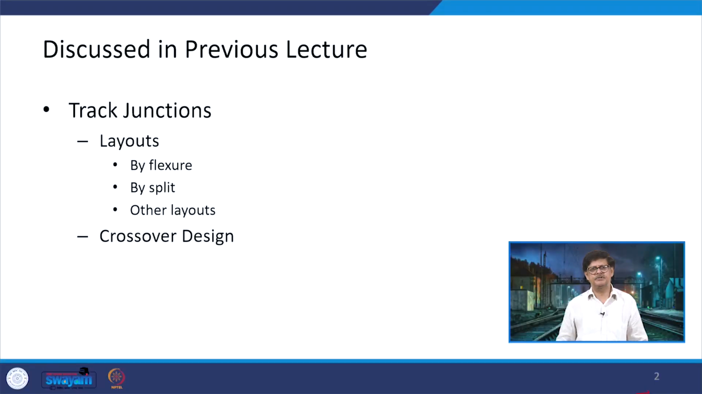Dear students and participants on the course on railway engineering, today we are going to continue with the track junctions and their designs. If you remember, we started discussing the track junctions in the previous lecture. We discussed the various layouts, classified on the basis of the fracture and on the basis of a split. We talked about the double turnout. We also discussed the crossover design, and then we calculated the various components of a crossover on the basis of different methods.